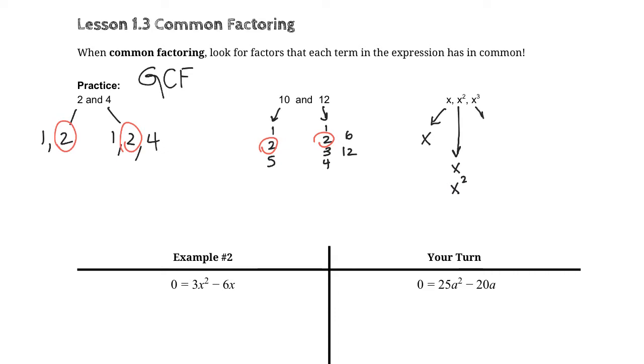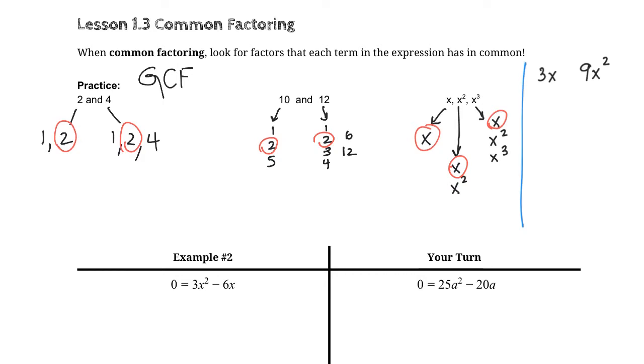So the same pattern would apply for x cubed. You could have x, you could have x squared, and you could have x cubed. So if we check our list, the only factor that shows up in each set would be x. So the greatest common factor would be x.